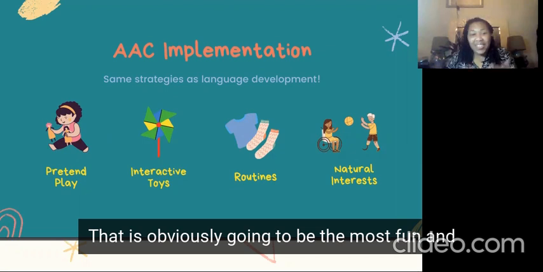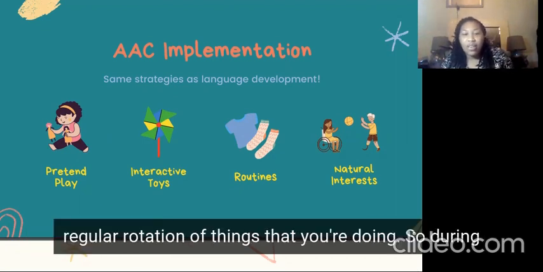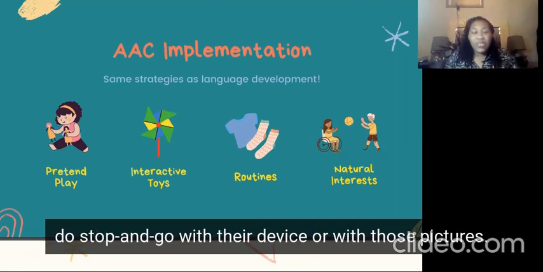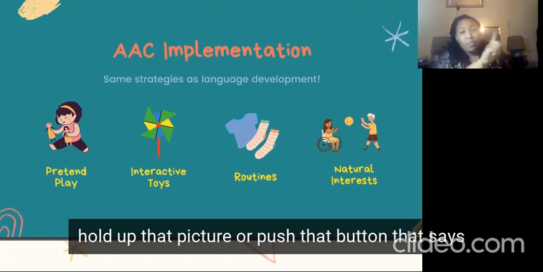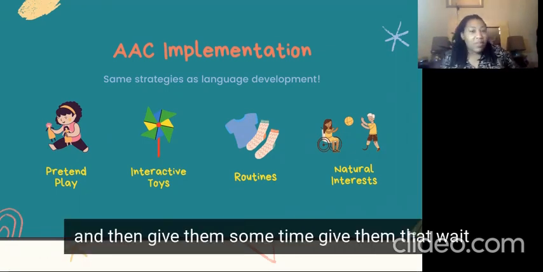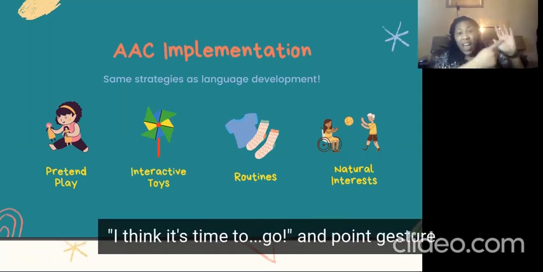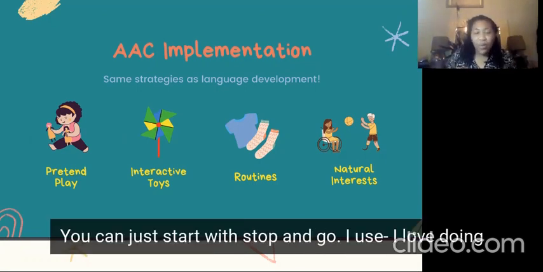So play, that is obviously going to be the most fun and engaging way to get that communication system in the mix and in your daily, regular rotation of things that you're doing. So during play, whether you're pulling your child in the wagon, do stop and go with their device or with those pictures, like, oh, we're going to stop, hold up that picture or push that button that says stop. And then give them some time, give them that wait time. And then if they don't indicate go, then you can say, oh, I think it's time to go, and point or gesture to that symbol, whatever it may be. Easy enough, right? You can just start with stop and go.